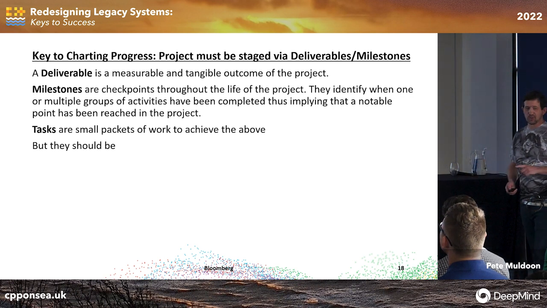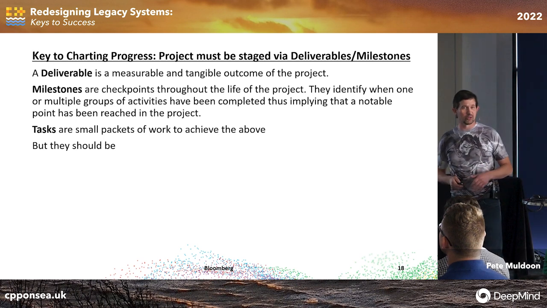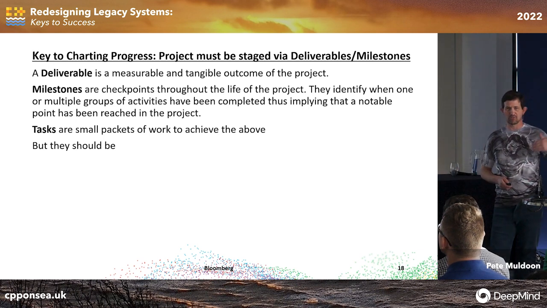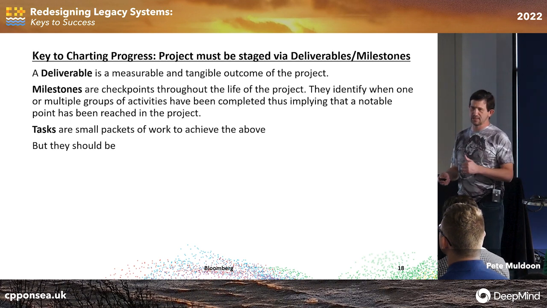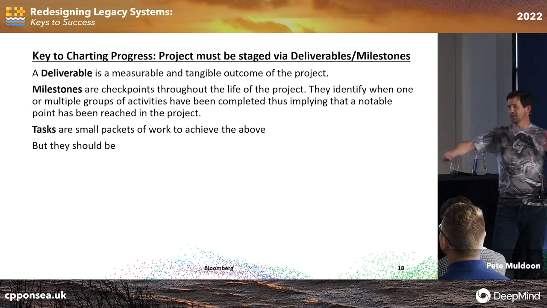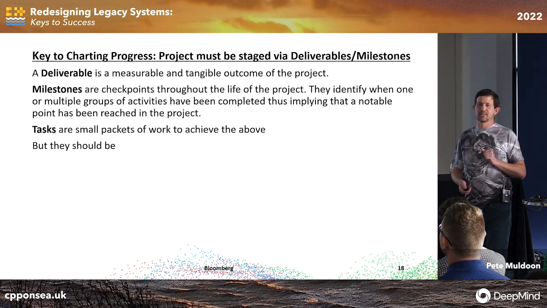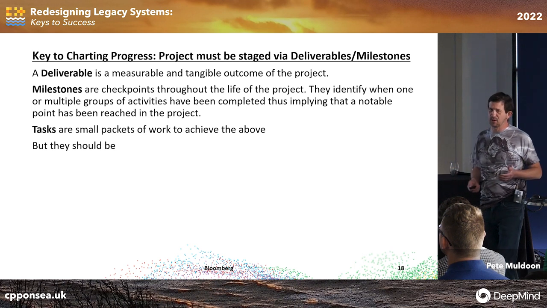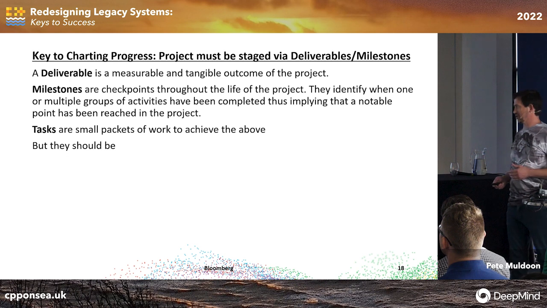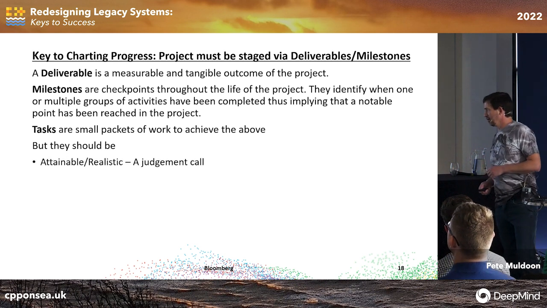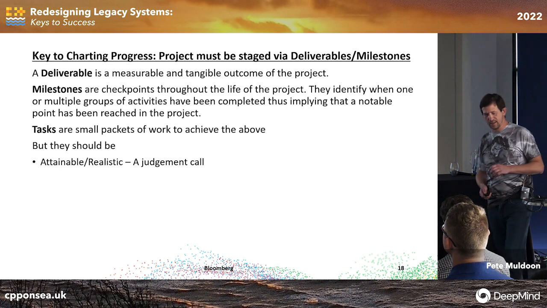The tasks give you the resolution. So with my tasks and packets of work, I don't like them to be over 2 to 3 days at most. It gives you a resolution of 2 to 3 days on where you are in your project. If you have big, wide milestones with nothing in between, you don't find out where you are until really late in the project, or until you try to hit that first milestone. The resolution is pretty poor. But tasks need to be realistic and attainable.